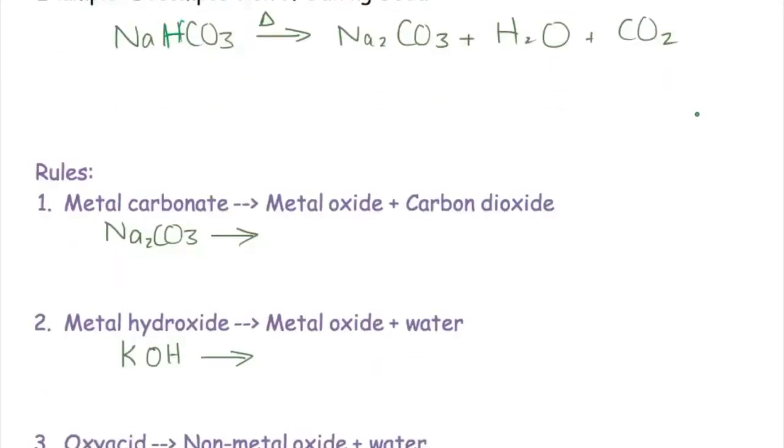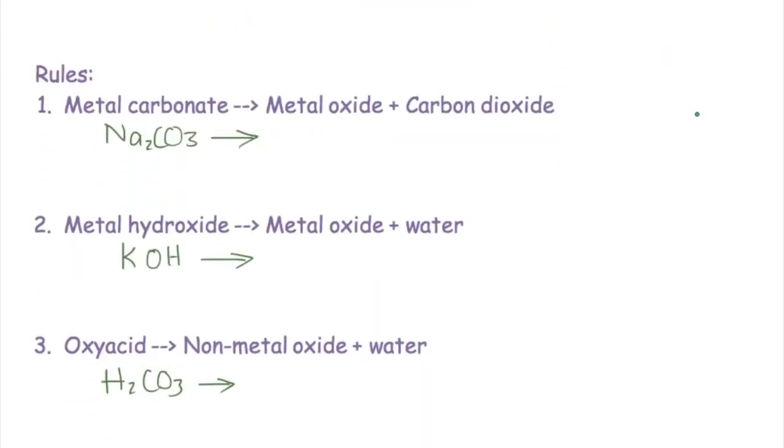Now, let's look at some rules. The rules here are basically the inverse of the rules for the synthesis reaction, and I really suggest that you guys take a cue card and write all these rules down while you study, to memorize them and practice with them properly. Now, we have a metal carbonate. A metal carbonate will decompose to form metal oxide and carbon dioxide.